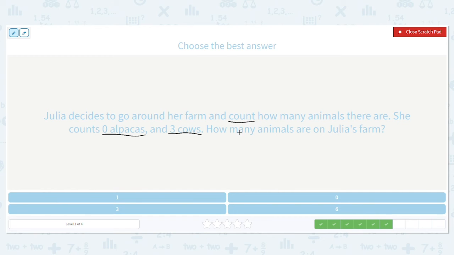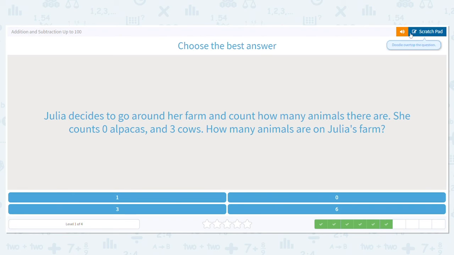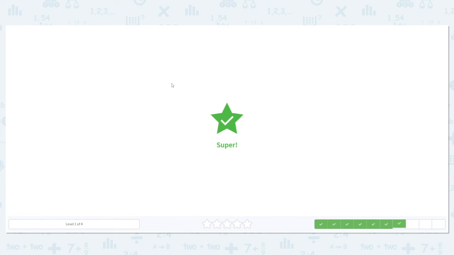Count is one, and so is how many. So what is our addition problem? 0 plus 3 equals, is it 1, 0, 3, or 6? How many animals does she have? She has 3. Nice job.